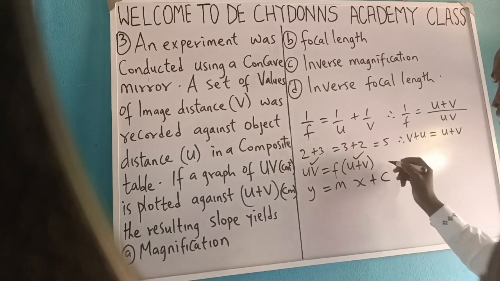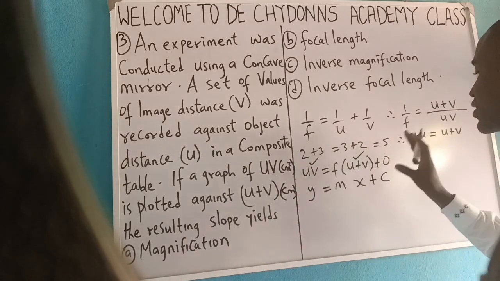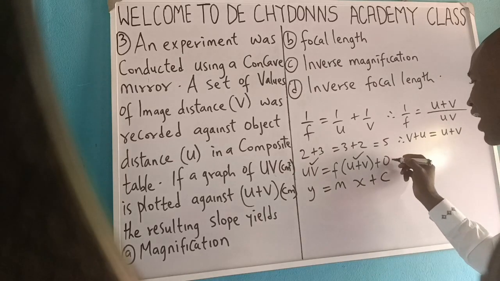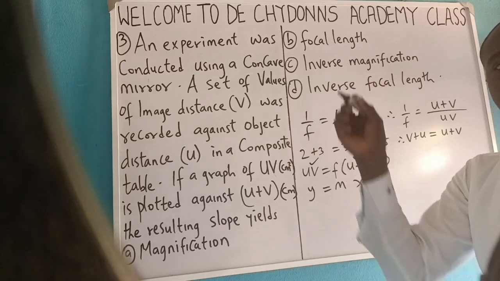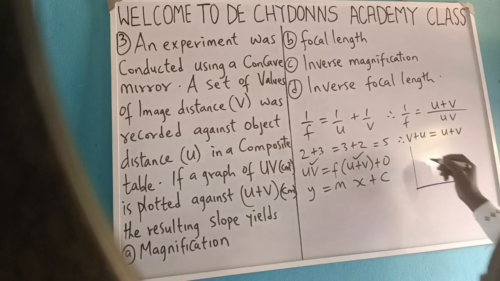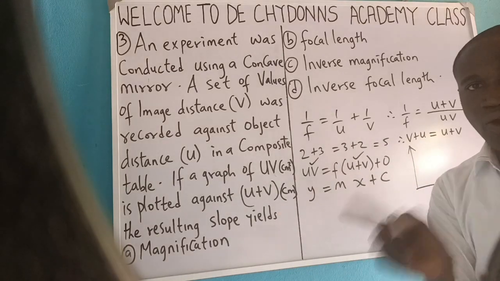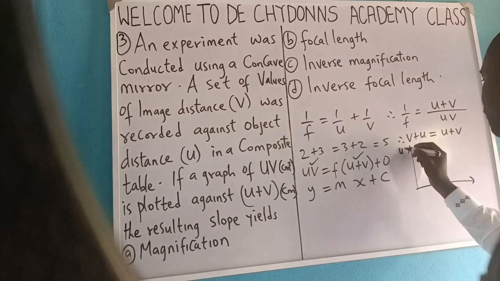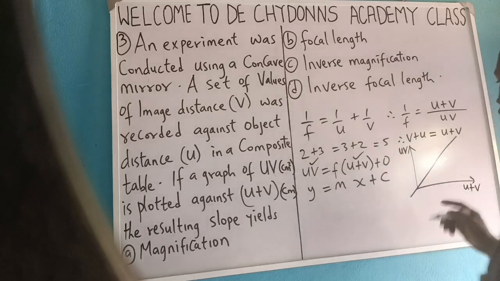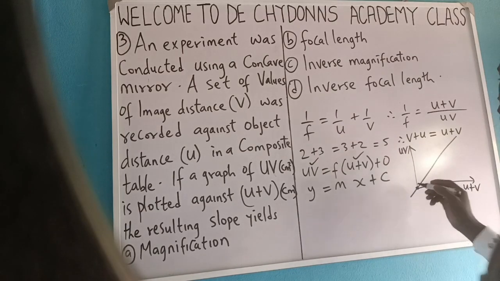Then the intercept is meant to be 0. If the experiment is conducted very well, correctly, you will see that it will not have an intercept. The intercept will be through the origin. That means if I conduct this experiment well, if I didn't encounter any error at all, and plot UV against U plus V, it will pass through the origin. That is what it means by C being 0. It should pass through the origin.